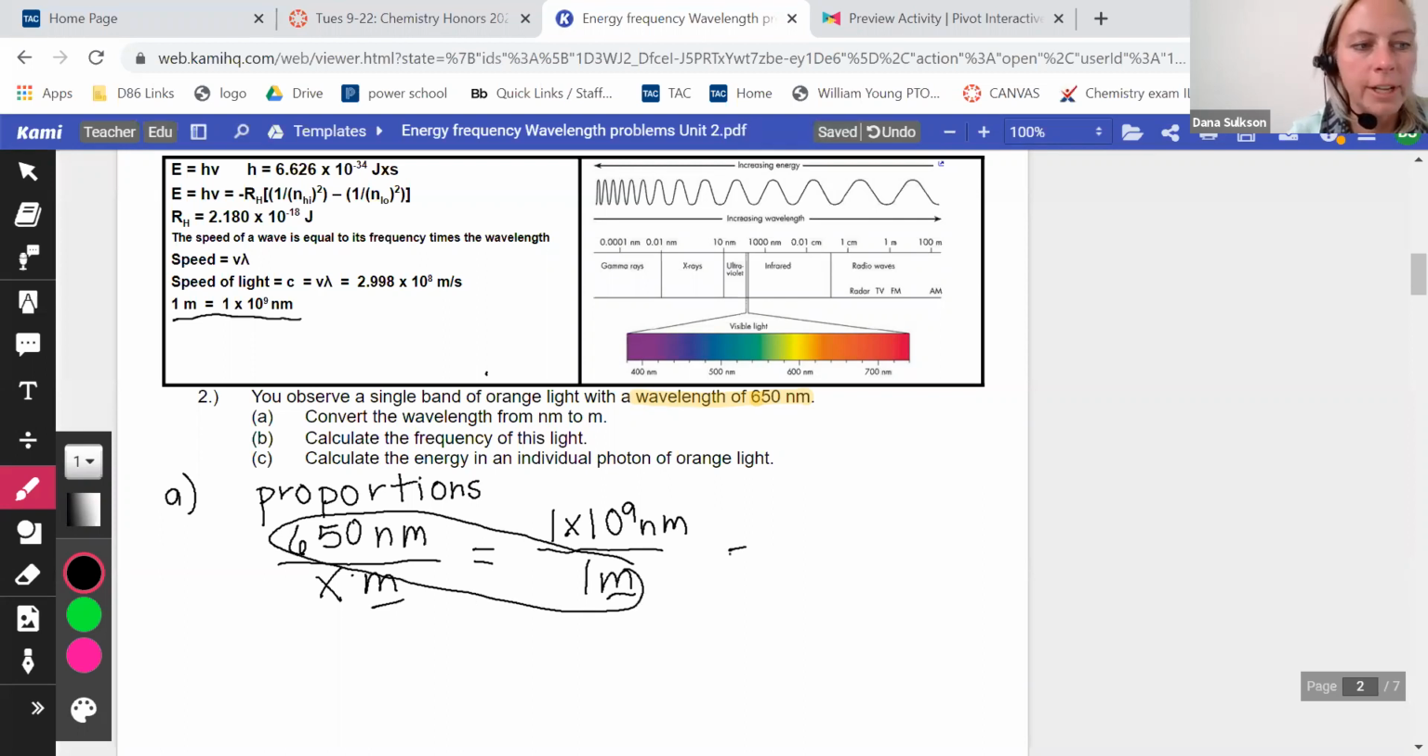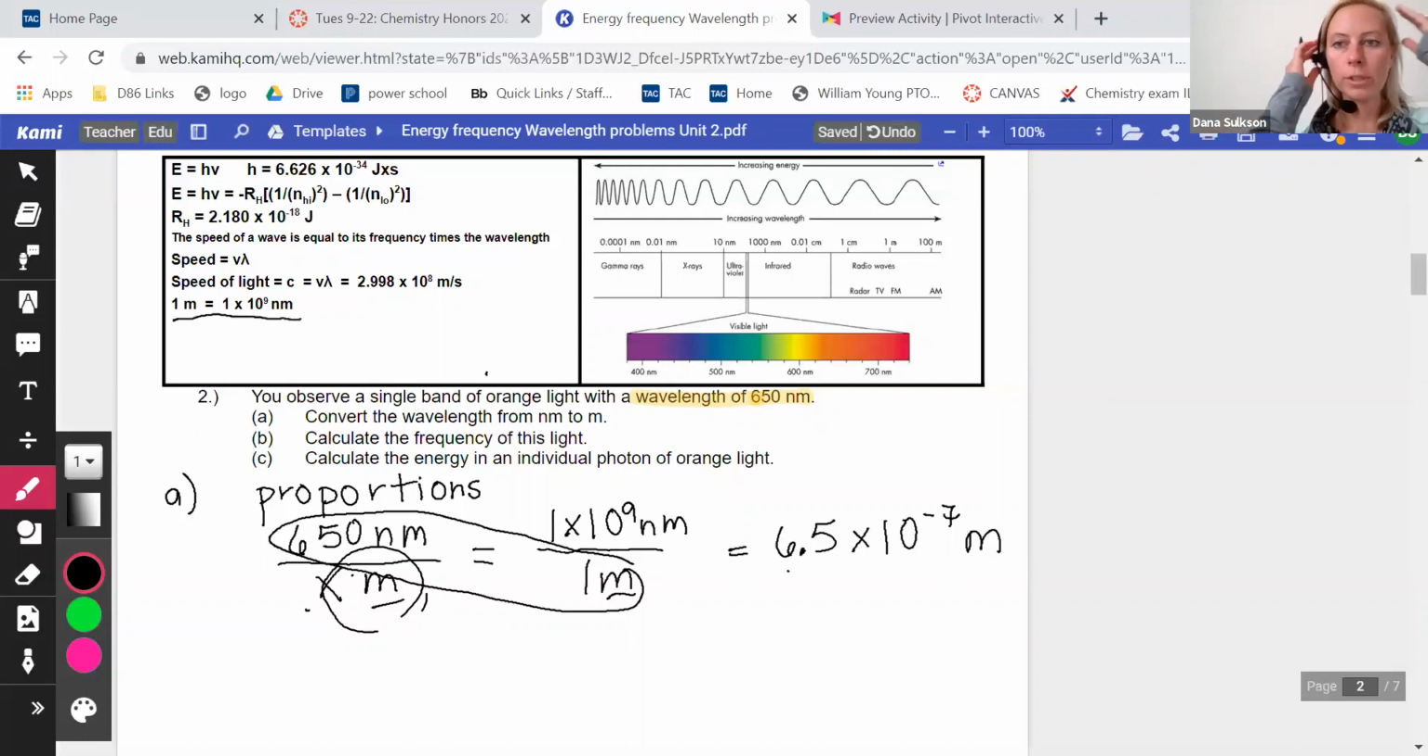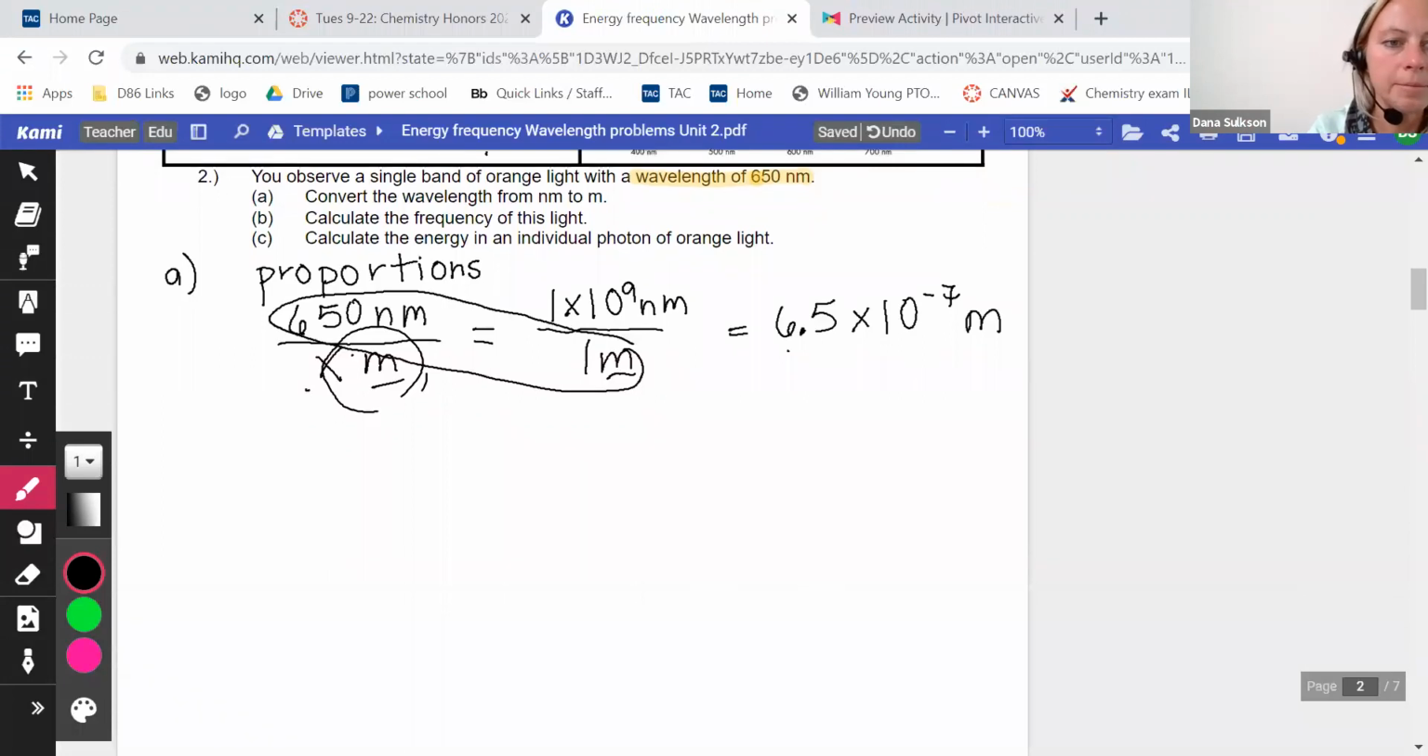And when you get to the final answer, you should be getting 6.5 times 10 to the negative 7th meter, because that's what you're looking for here. You want to make sure that you have one whole number when you use scientific notation. So if your calculator gave you another answer with more decimal values, you need to move it over so it is giving you one whole number. That's just a conversion, what we've done so far. That's A. Let's go to portion B.